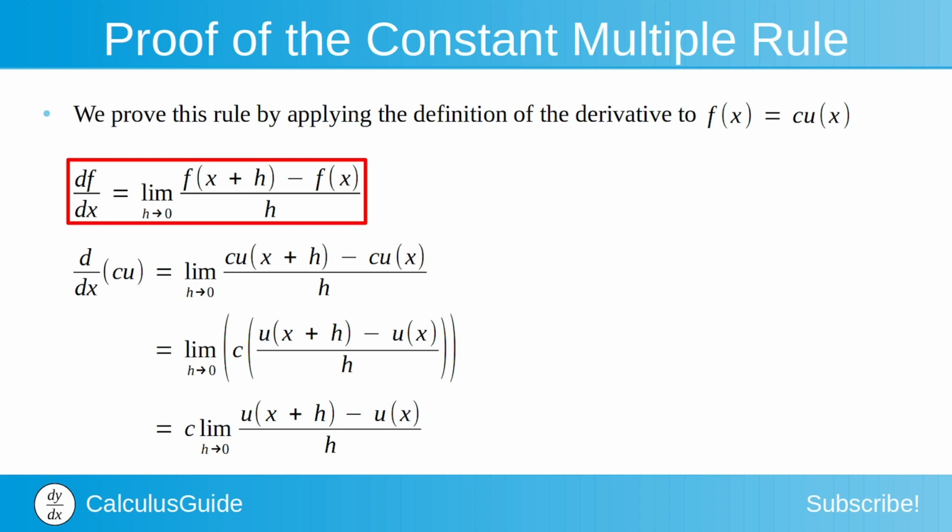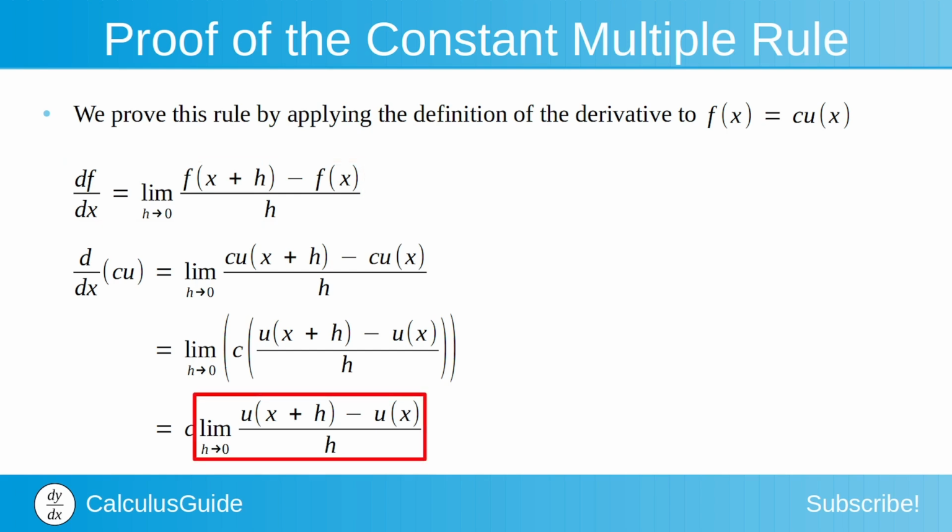From the definition of the derivative, highlighted at the top of the screen, these terms, now highlighted in red, are equal to the derivative of the function u with respect to x. So these terms, now highlighted in red, are equal to c multiplied by du dx. This concludes the proof.